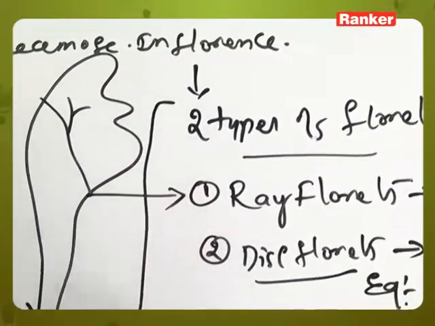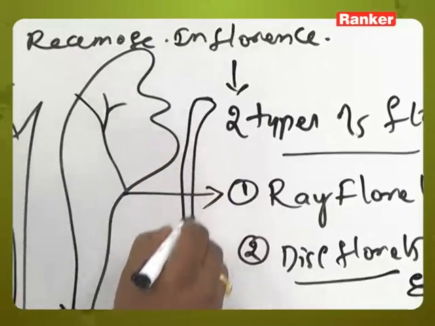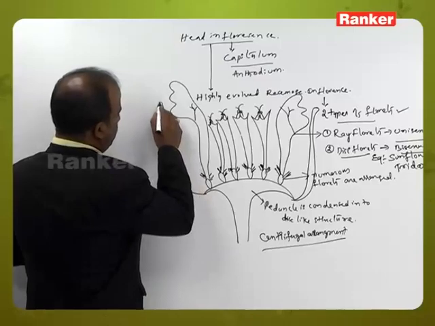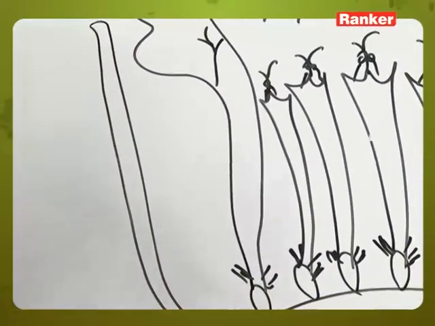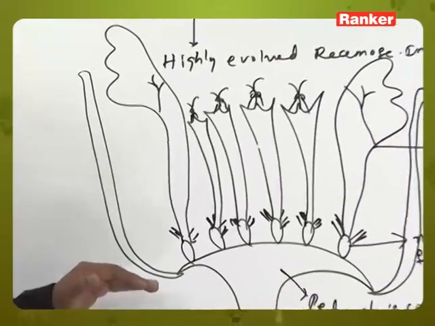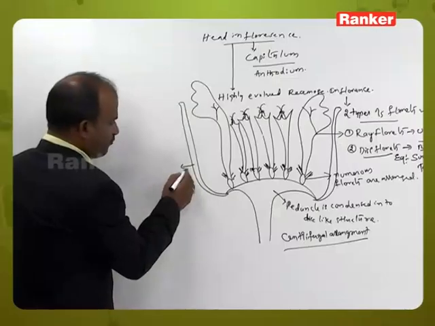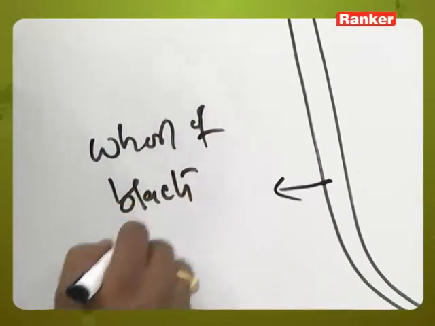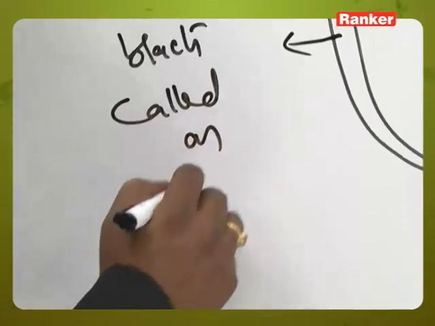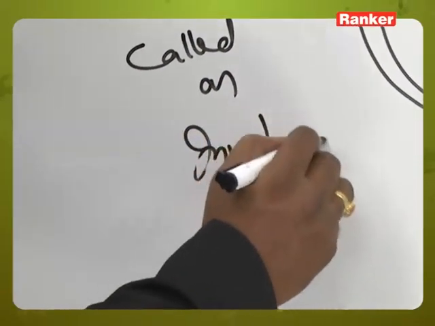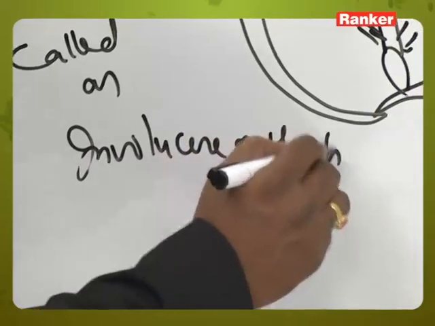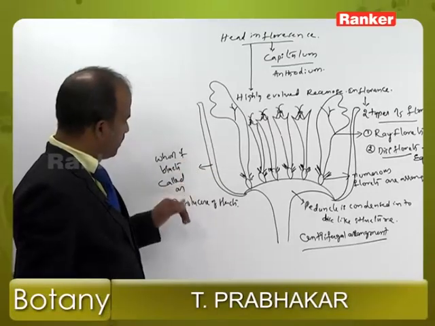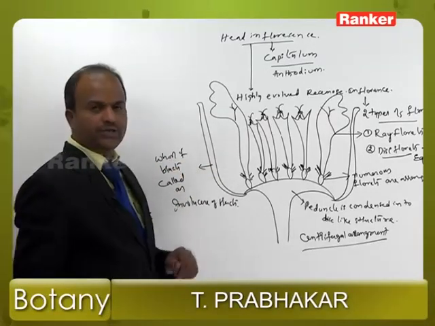And one more thing here, all these florets are covered or protected by a whorl of bracts called the involucre of bracts. That means these disc florets and ray florets are covered or protected by the involucre of bracts.